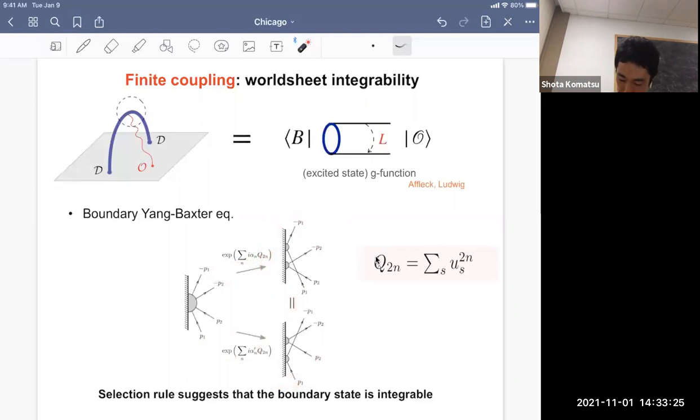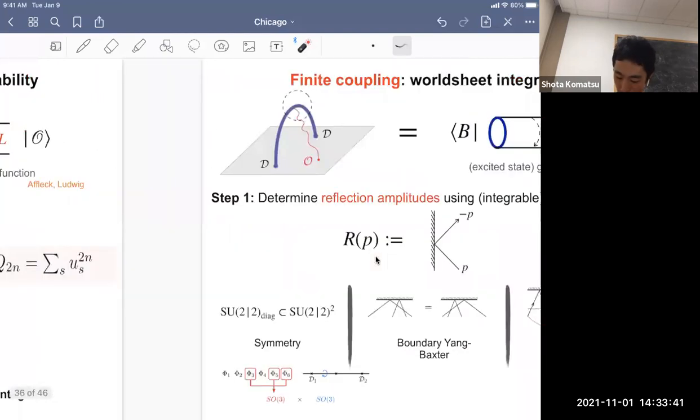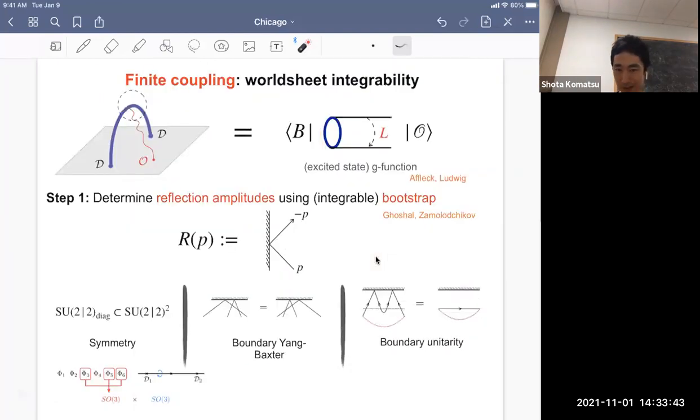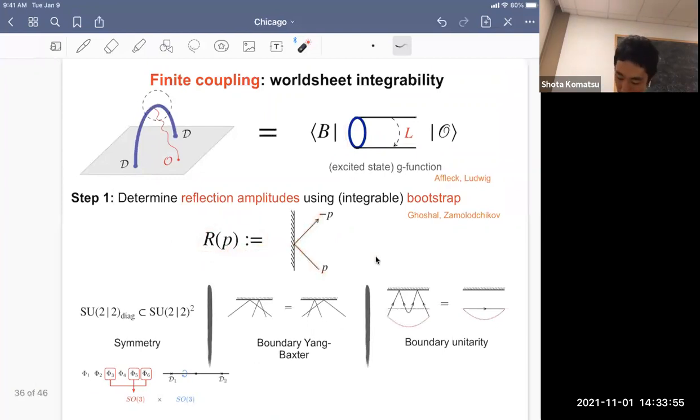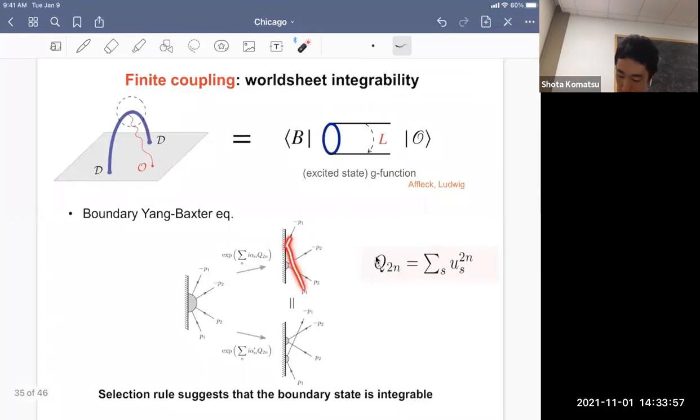So basically, the upshot is that this selection rule that we observed at weak coupling, if you translate it to finite coupling using this worldsheet picture, tells you that this boundary state is what's called an integrable boundary state. And once you accept that it is described by an integrable boundary state, then the problem reduces to determining the one-particle reflection amplitude, because in the end, everything reduces to the one-particle reflection amplitude.